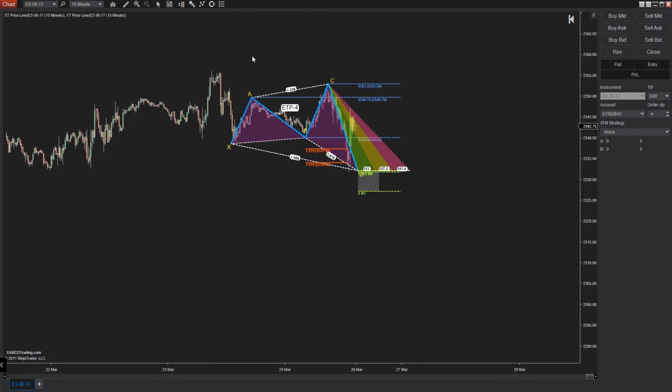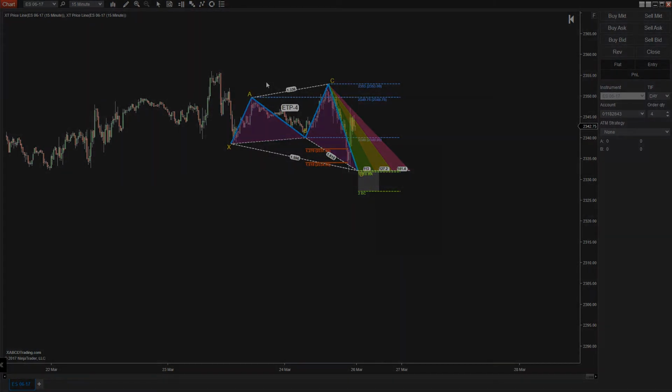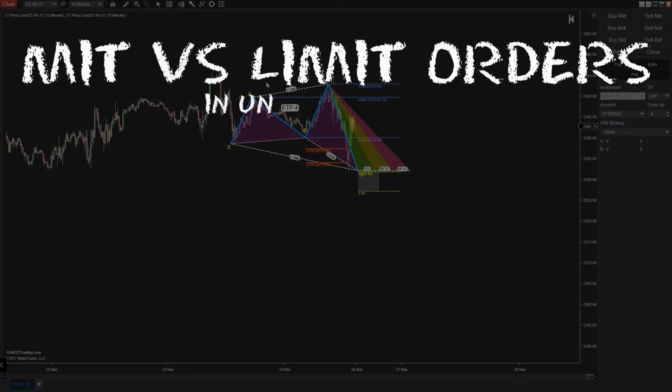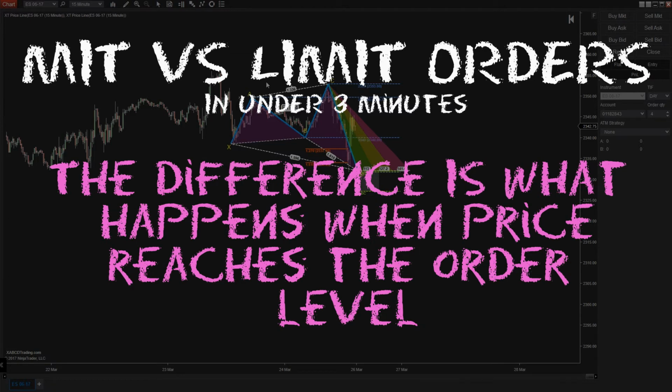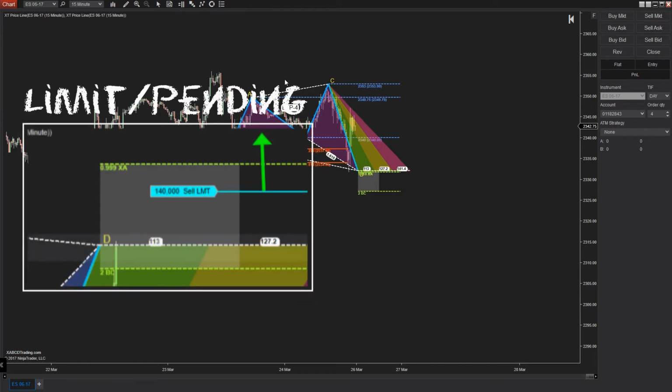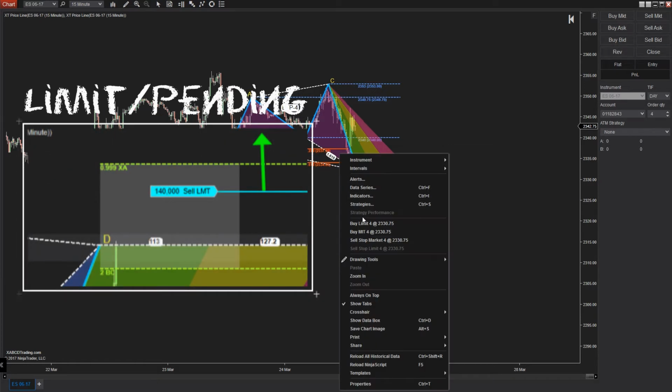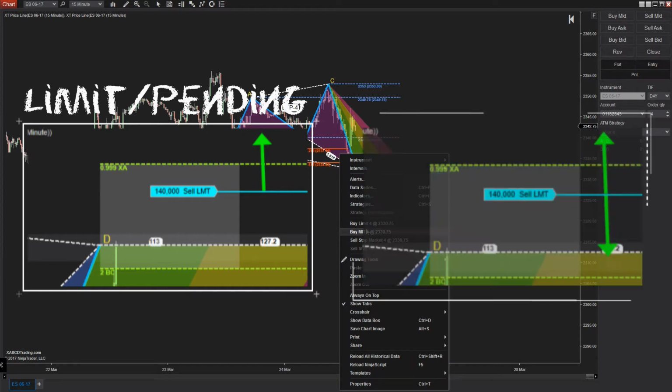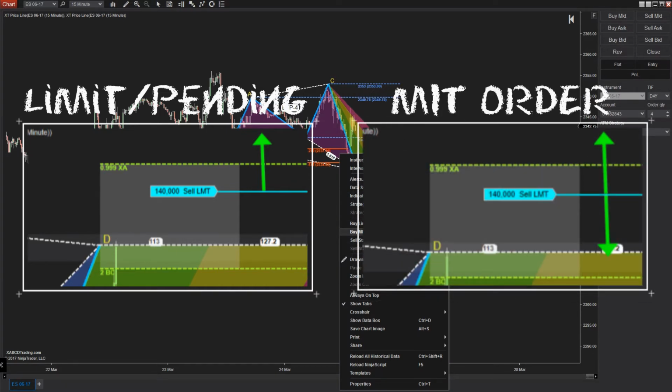So mid orders, or market if touched orders, are easy to explain if you think of them as a pending order with one difference. And that difference is what happens when price reaches the level of that pending or mid order. So let's compare. A pending order has to fill you at the price that you specify or better. Okay, a mid order doesn't. When price hits the level of the mid order, it turns into a market order, meaning that it can fill you on the next available price if it's better or worse.